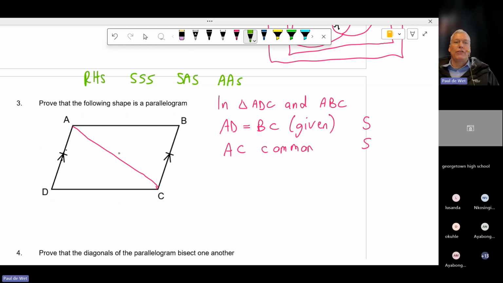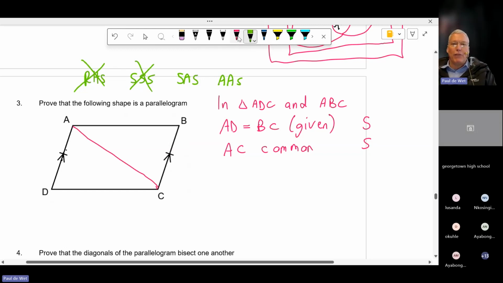I want to try and prove these triangles congruent. I don't know about DC and AB, so that's not going to work. Compared to a 90 degree, that's not going to work either. I don't have any angles yet. Who can tell me an angle that must be equal in these two triangles? There's one angle in each triangle that is equal, and why? Just give me a reason.